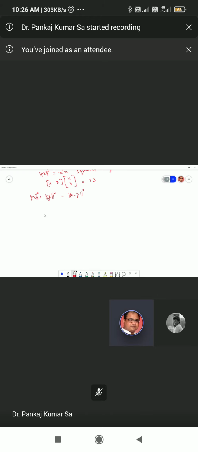What is this X actually? X is nothing but x1 square plus x2 square ... plus xn square, plus y1 square, y2 square ... yn square, is equal to (x1 minus y1) square plus (x2 minus y2) square ... plus (xn minus yn) square.